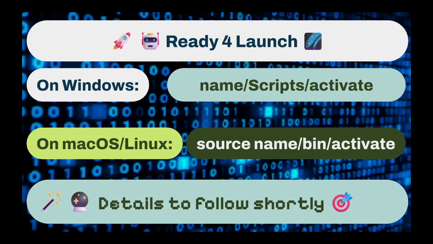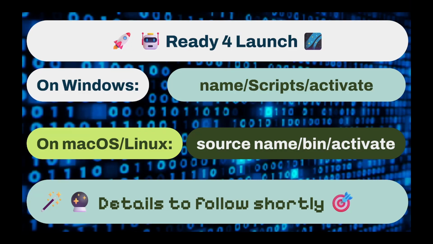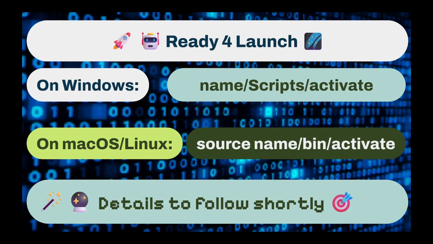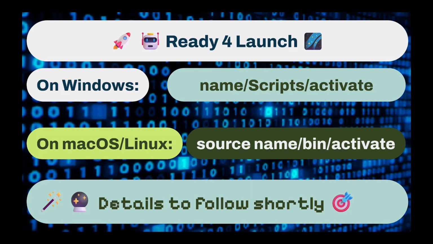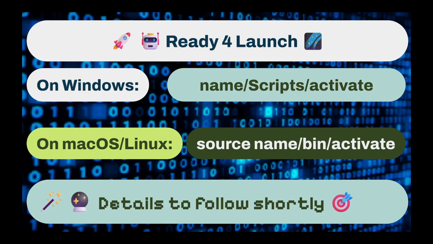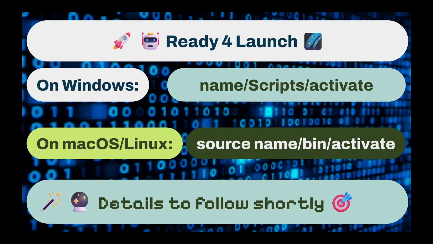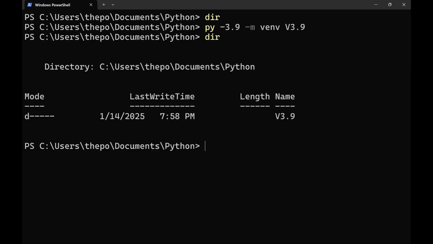Yeah, so when you're ready to launch your first virtual environment on Windows, you can type name-scripts-activate. I think in older versions you were required to use backslashes, but from now on you should be able to use /. For a Mac OS and Linux user, you might try to use source and then name/bin/activate.